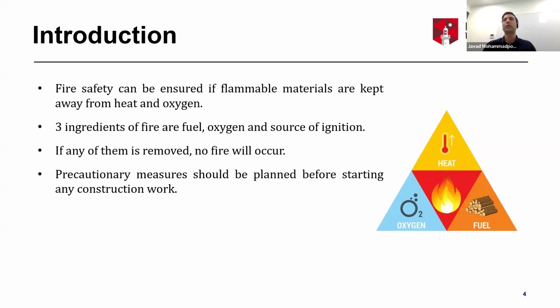One of them is the heat or temperature, the other one is the fuel or the material, and the third one is the oxygen. And these three together contribute to fire. So if we can remove or eliminate one of them, it means that we have no fire. So we need to control these three elements at all times. As I mentioned, precautionary measures should be planned before starting any construction work.